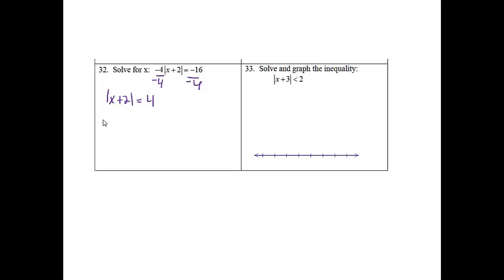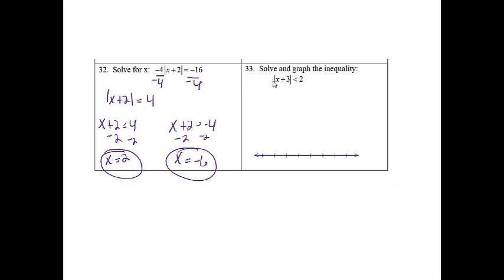I then get to write 2 equations. x + 2 = 4, and x + 2 = -4. From here, we're going to subtract 2. I'll get x = 2. Here I'm going to subtract 2, and I'll get x = -6. So those are my 2 answers for that problem.